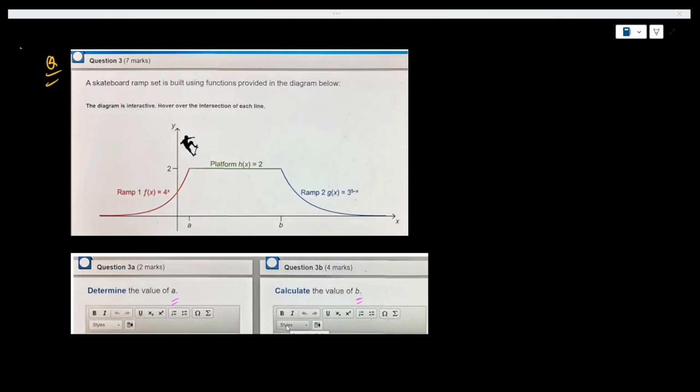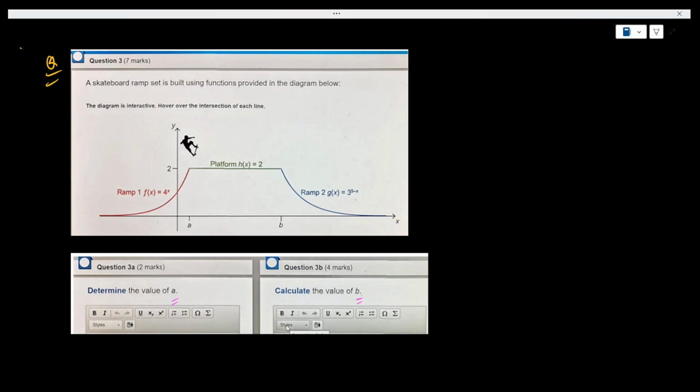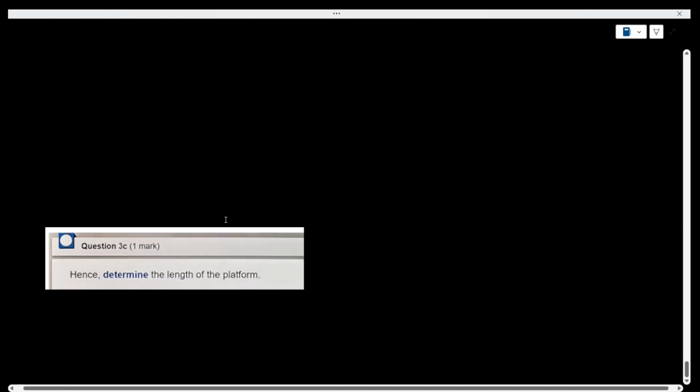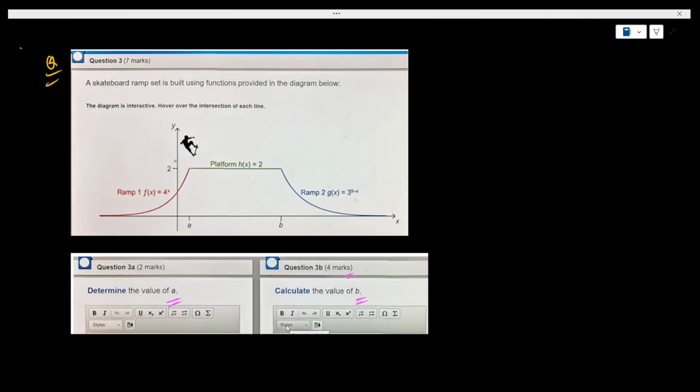Now this is the next question based on exponential function from the past paper. What is written here is: a skateboard ramp set is built using functions provided in the given diagram. Here the diagram is given: ramp 1, ramp 2, and this is the platform. The diagram is interactive, and you hover over the intersection of each line. Now what do you need to find out here? Find the value of A, find the value of B, and the C part says find out the length of the platforms.